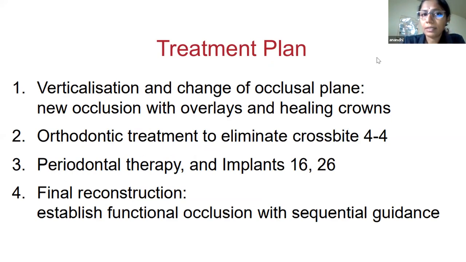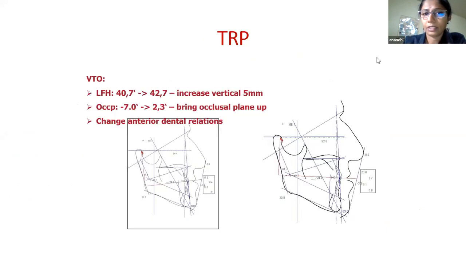And to steepen the occlusal plane, how are we going to do that? We're going to do that with overlays and healing crowns. I'll show you pictures of what an overlay is and what a healing crown is. And then we do orthodontic treatment to eliminate the crossbite on 4-4. And then we're going to do periodontal therapy and place implants on 1-6 and 2-6 because he has a bridge everywhere. And then the final reconstruction using functional occlusion to give him canine-guided, sequential occlusion.